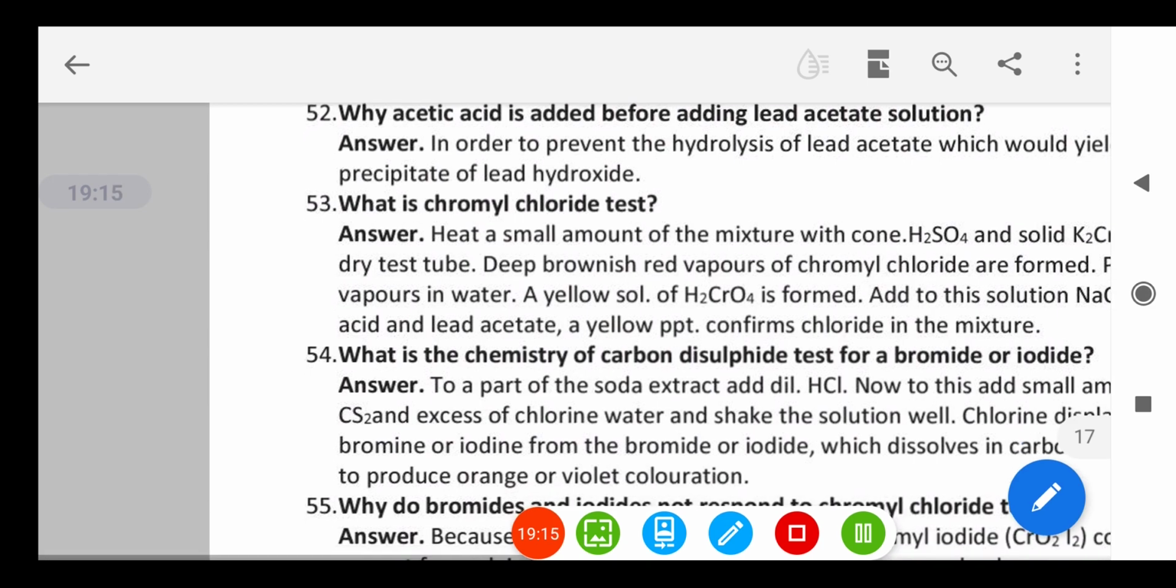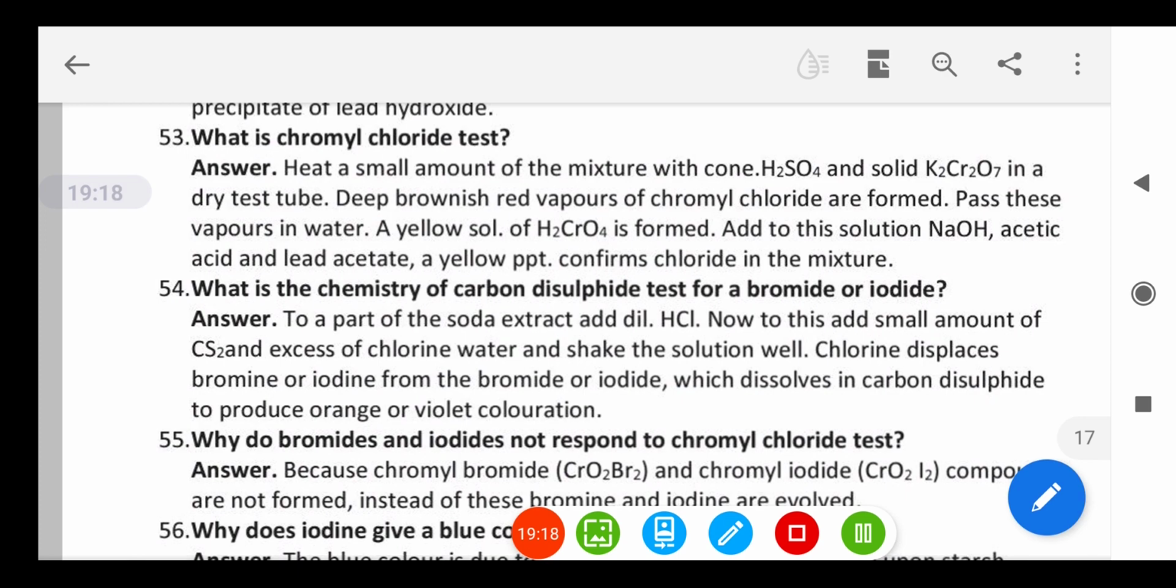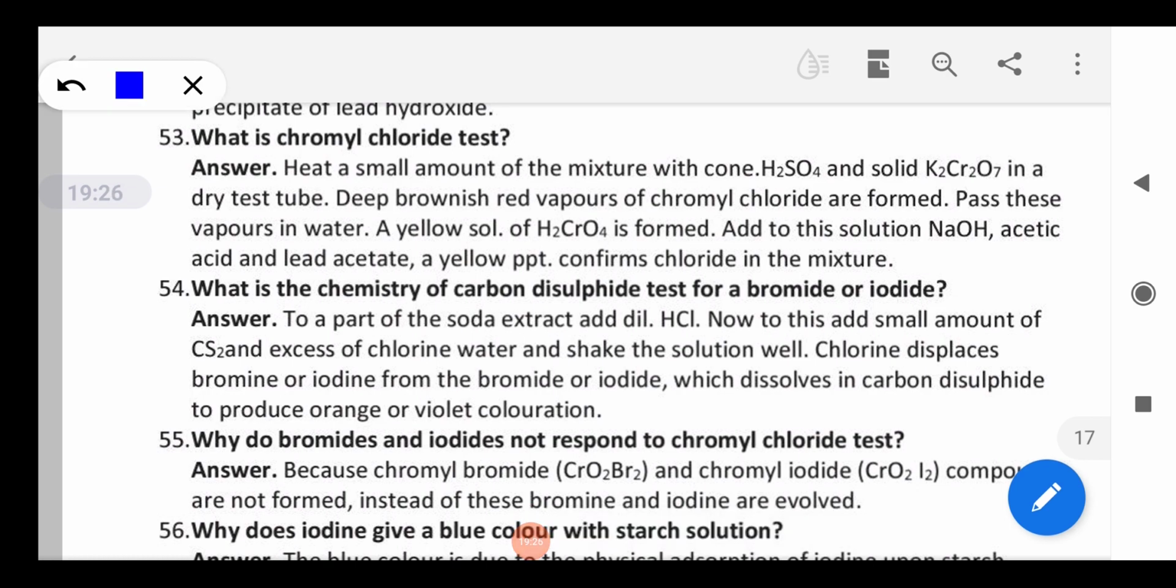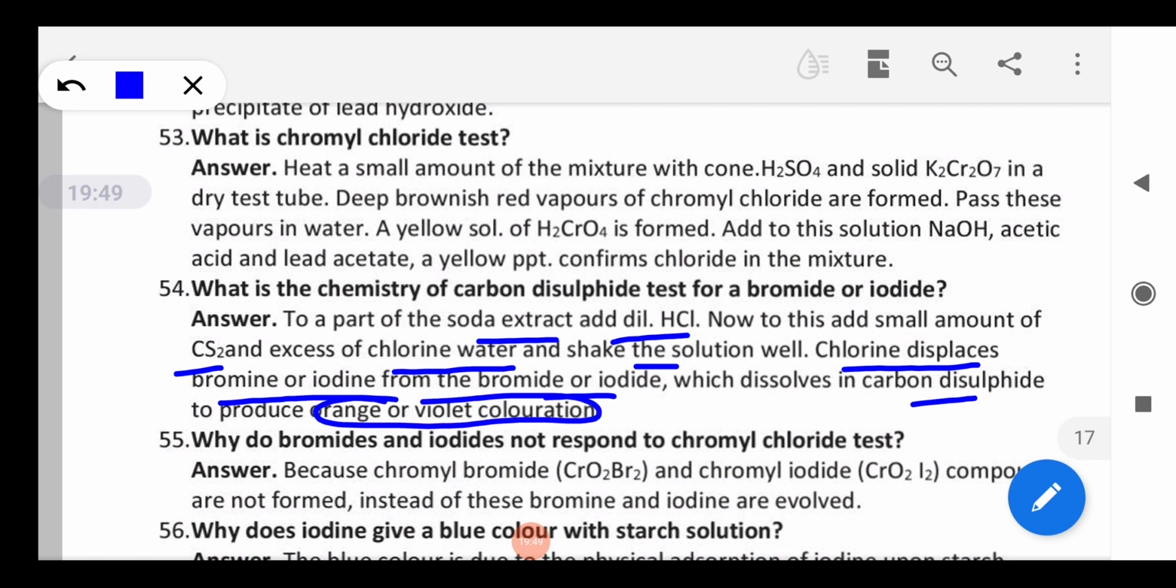Now move to question number 54. What is the chemistry of the carbon disulphide test for a bromide or iodide? So to a part of a salt solution or soda extract, we add dilute HCl. Now we add a small amount of carbon disulphide and excess of chlorine water. When we shake it, then chlorine displaces bromine or iodine from bromide or iodide, which upon dissolution in CS2 produces orange or violet color. So this is how we do the CS2 test, although this is not that important.